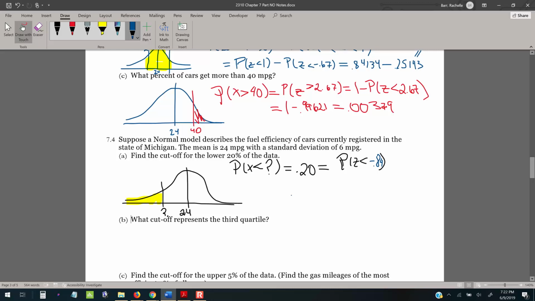How do you do that? Well, you use the converter. So I know z, it's negative 0.84. I don't know x. I know the mean is 24 and the standard deviation is 6. So I just have to solve this. You'll multiply by 6 and then add 24.